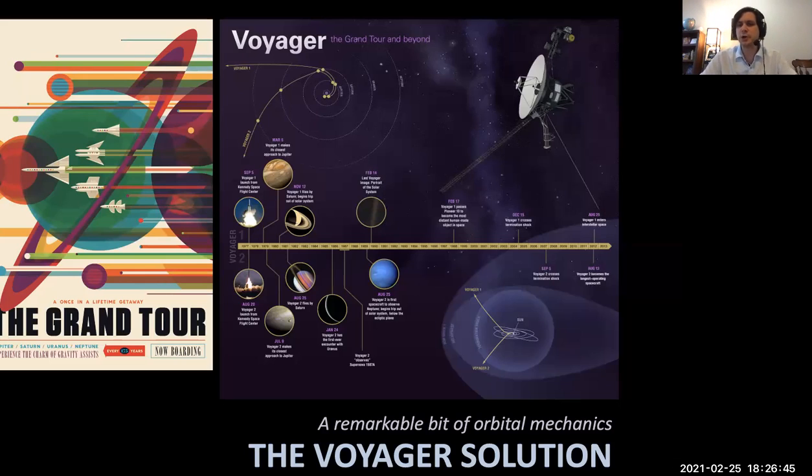This episode is called the Voyager Solution, and it's a remarkable bit of orbital mechanics. Orbital mechanics is the path, the trajectory that things like satellites, or even anything in orbit, takes through space. So let's take a look at what's going on with this Voyager solution.